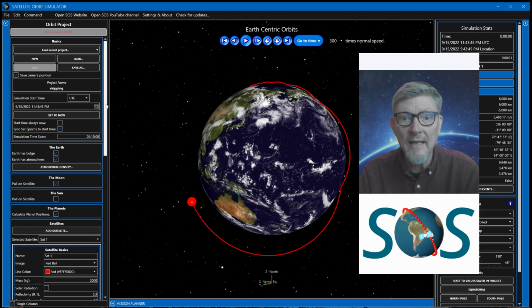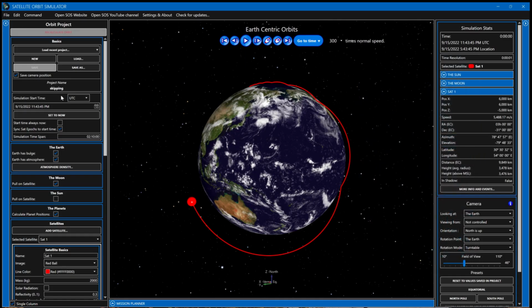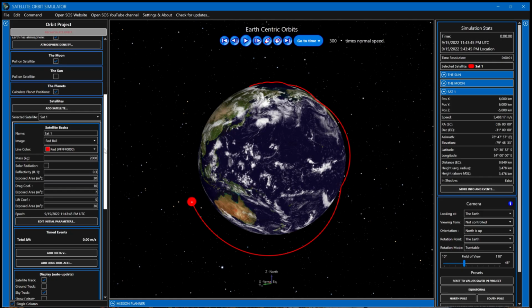This software uses the NRLMSISE00 atmospheric density model developed by the US Naval Research Laboratory. Now, open the skipping example project file. Note that this spacecraft skips 7 times before its final reentry.